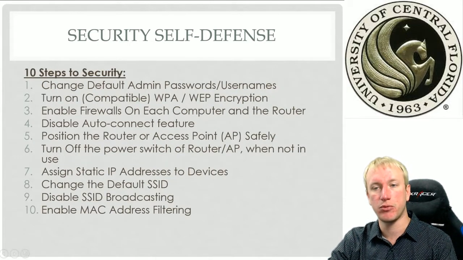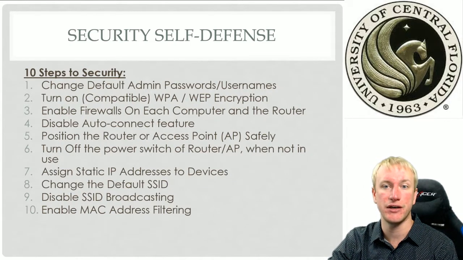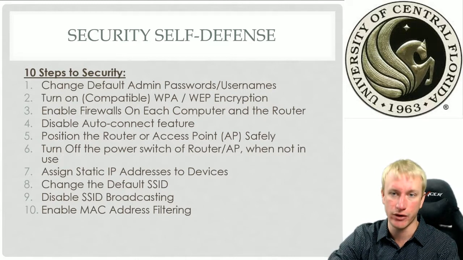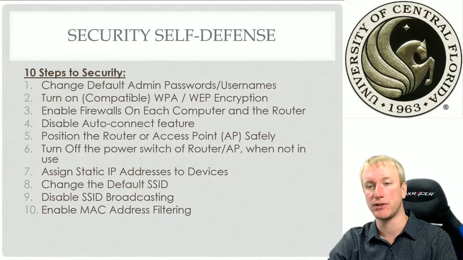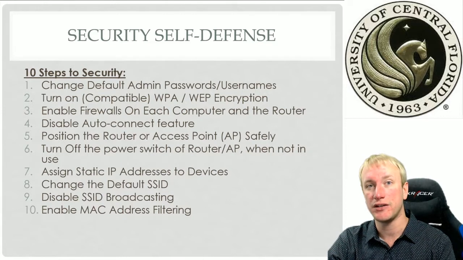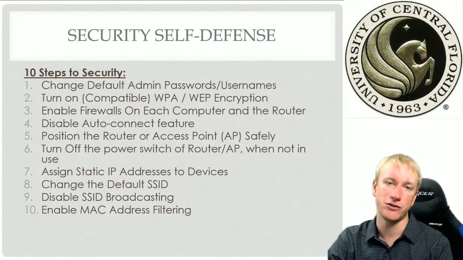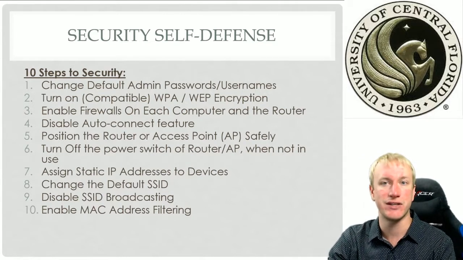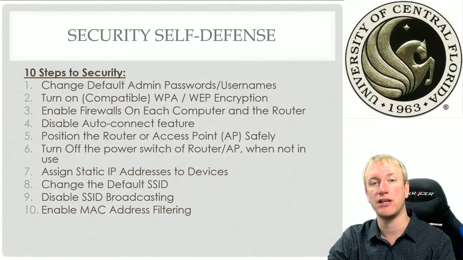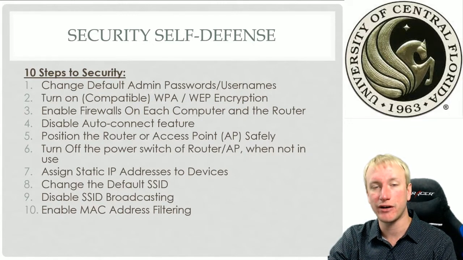There was a general report put together for 10 steps to security. Those are changing your default admin username and password. That should be straightforward. Turning on your compatibility protection, like WPA or WEP. If you have WPA2, please do that one. Don't do WEP. You can crack that in about 5 seconds now, I think. Enable your firewalls on both your computer and your router. Extra security matters. Disable auto connect features.